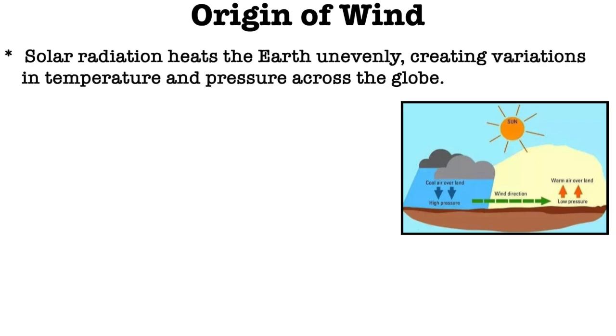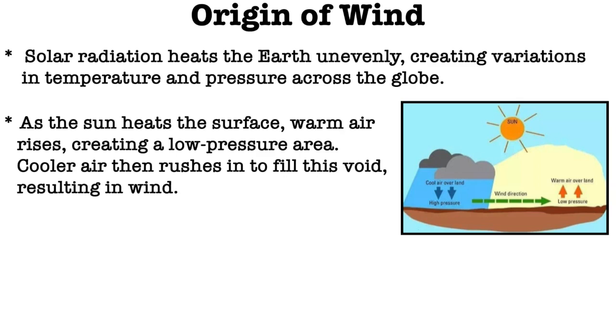Now we will discuss origin of wind. As we discussed earlier, the origin of wind can be tracked back to the sun, which serves as the ultimate source of energy. Solar radiation heats the earth unevenly, creating variation in temperature and pressure across the globe. As the sun heats the surface, warm air rises, creating a low pressure area. Cooler air then rushes in to fill this void, resulting in wind.